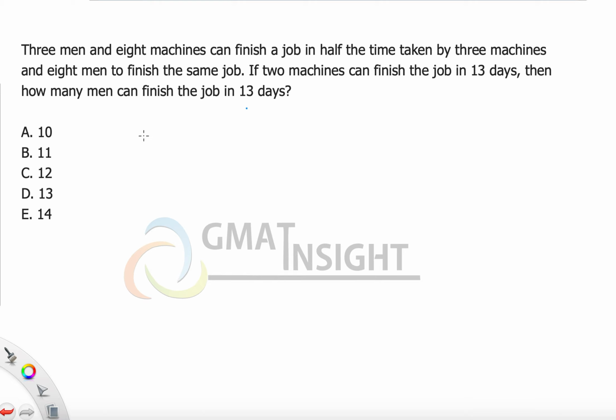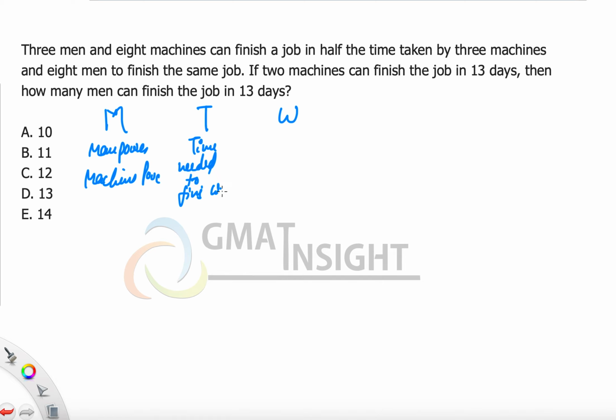So let me quickly discuss with you one of the concepts, and it's really an important concept. In all the work related questions, we come across these 3 variables, M, T, and W. Let me quickly define what M is. M is either manpower, or we can say M is the machine power. Now, T is the time needed to finish the work. And W is the amount of work to be done.